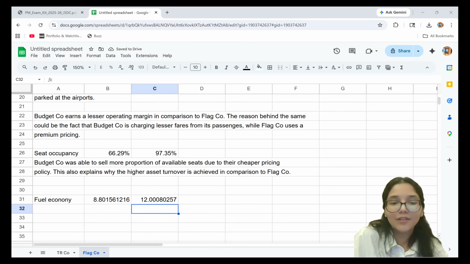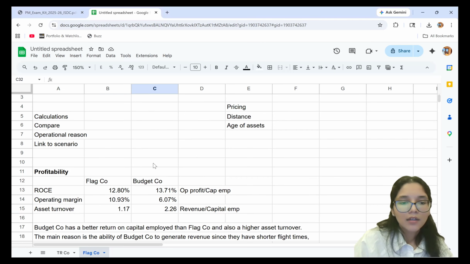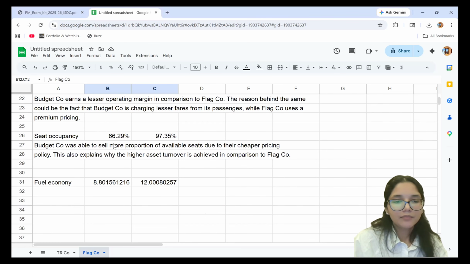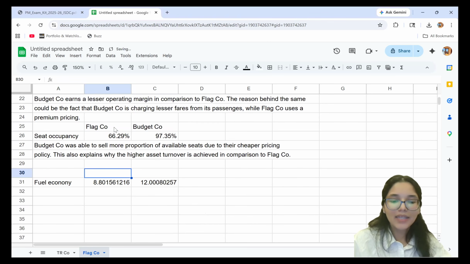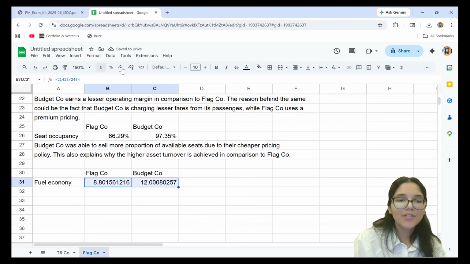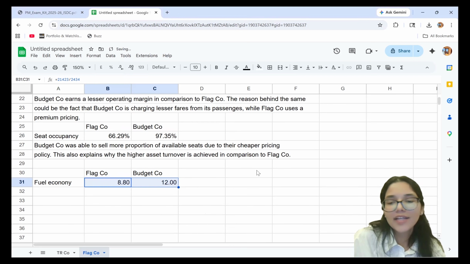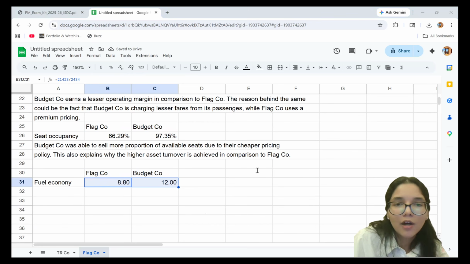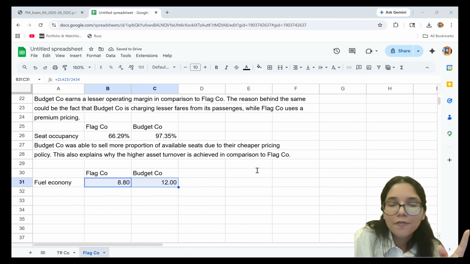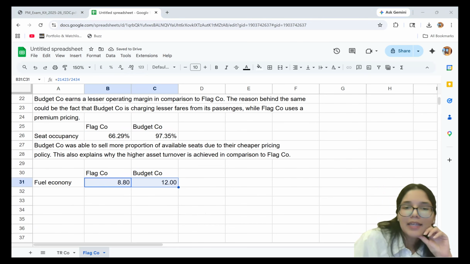Flag. See, this is the number that we have noted down. Let me put the headings also. So flag company has been able to travel 8.8 kilometers. Budget company has been able to travel 12 kilometers. So who was able to generate better economy when it comes to fuel? Budget company was able to do it better. Budget company was able to travel more kilometers by using 1 single liter of fuel. So how can we explain this? What reason can we give for this? The better fuel economy that we have?